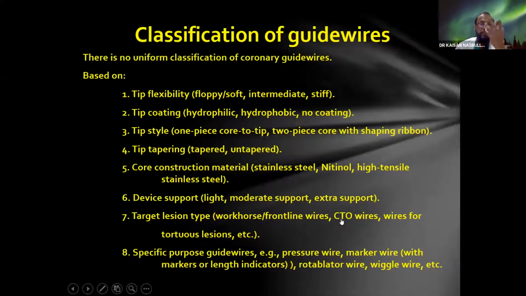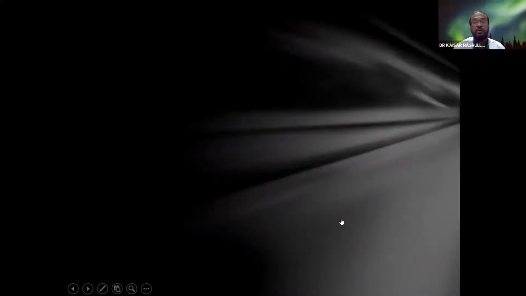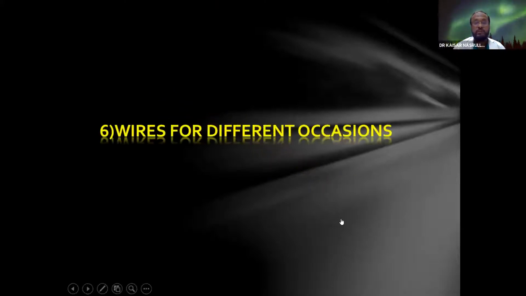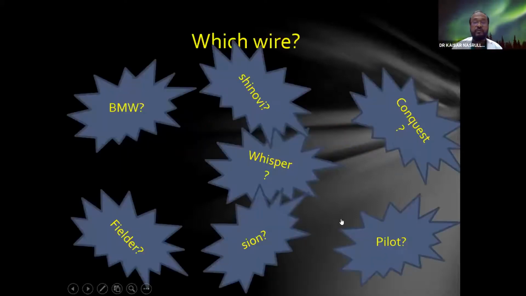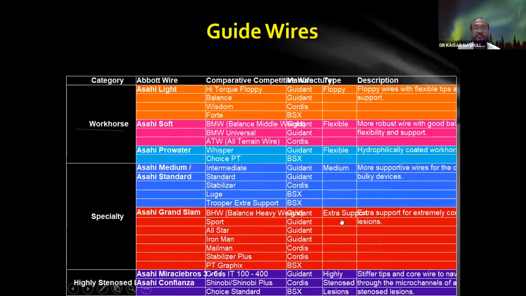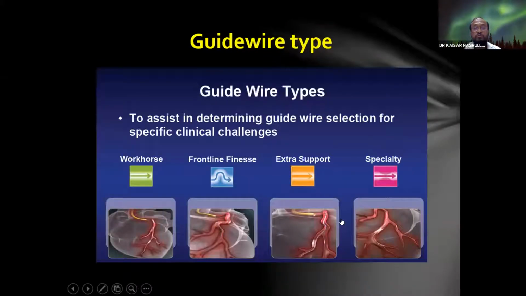Now classification. There are various classifications according to flexibility, coating, style, tapering. Now people get confused which word to use in which occasions, and there are so many wires in the market from so many companies, and we really get puzzled. To take a decision, we simplify the guide wire types into four functions.